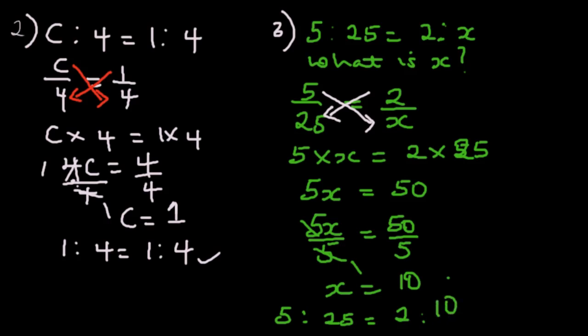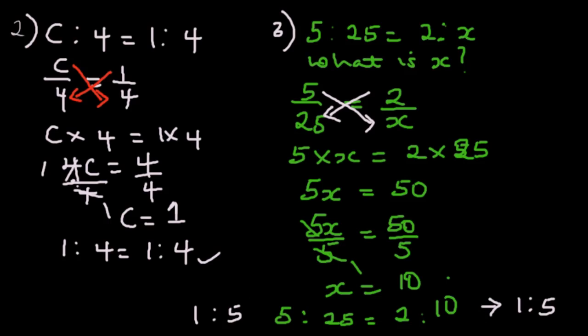If you reduce this to the smallest form, you see that 5 ratio 25 is 1 ratio 5, because 5 goes into 25 five times, and 2 ratio 10 is also 1 ratio 5, because 10 divided by 2 is 5. So what we are saying is 1 ratio 5 equals 1 ratio 5, and that's the right answer.